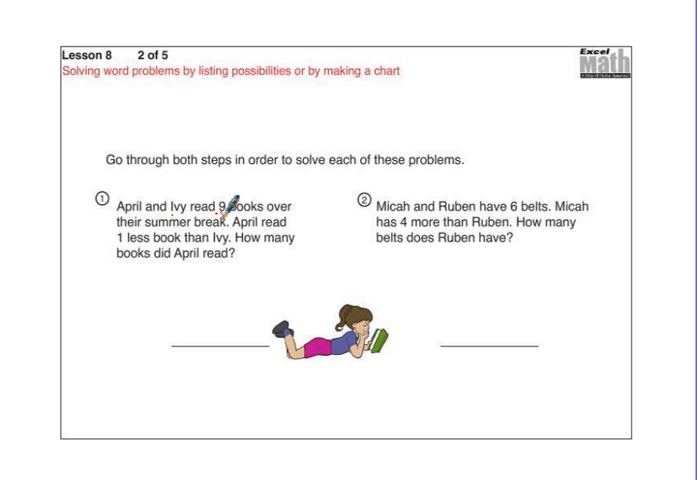April and Ivy read 9 books over their summer break. That means together these 2 people did 9 books. That's my first clue. April read 1 less book than Ivy. There's my second clue, 1 less. How many books did April read? So remember the 2 steps in doing this.